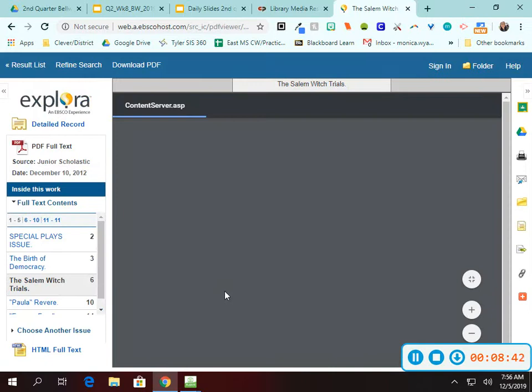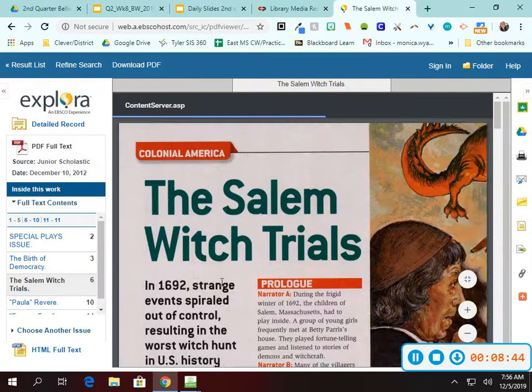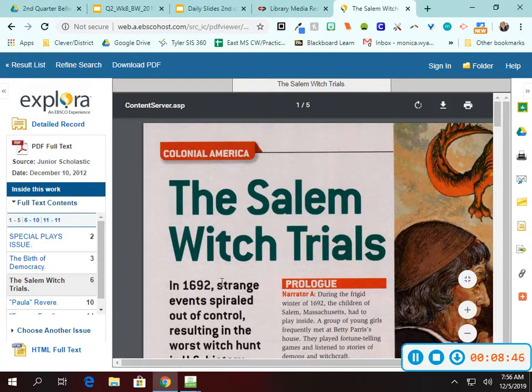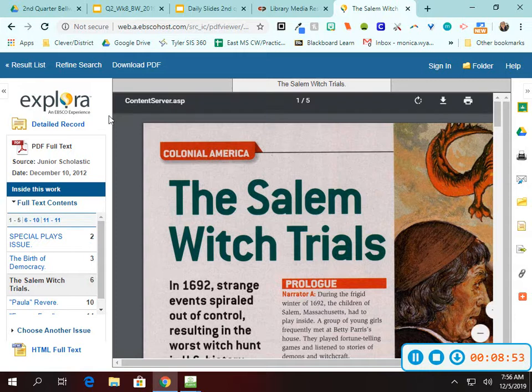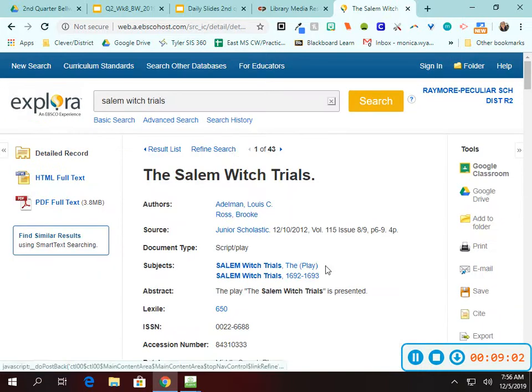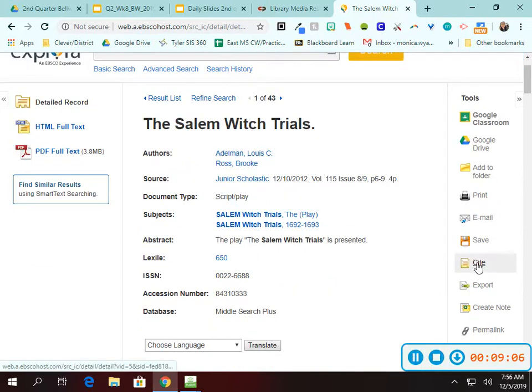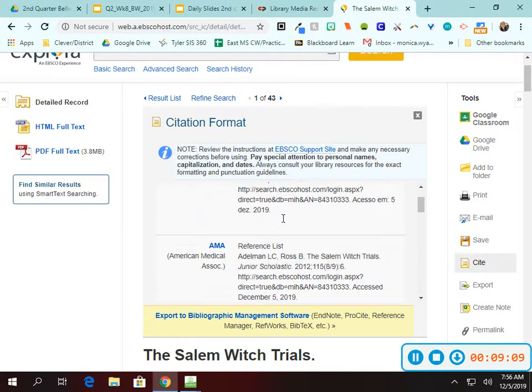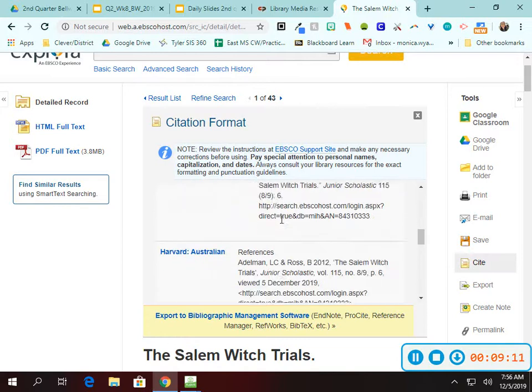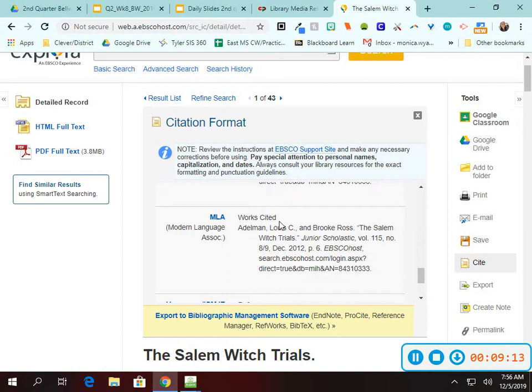So let's say that this article answers my question. It's exactly what I need. So it's going to automatically come up with the PDF full text. But you can access the citation from over here, though you can't really see what all of these mean. So if you go over here to detailed record, it's going to have what all of those little icons mean. And you're going to scroll down here to cite. Which citation are we looking for? MLA. Very good. So we're just going to scroll down until we get to MLA, and there it is.